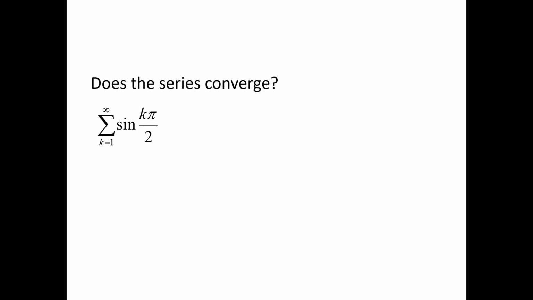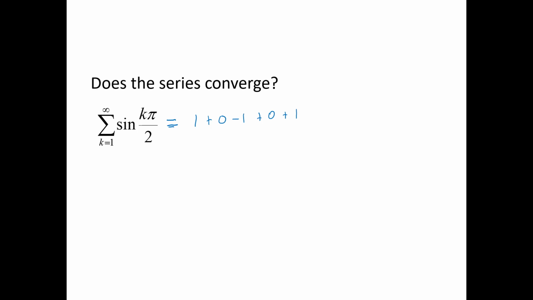Okay, but it is a very useful test. On this one, it might be useful to write out the terms, right? So when k is 1, you get the sine of pi over 2, which is 1, plus, when k is 2, you get the sine of pi, which is 0. When k is 3, you get the sine of 3 pi over 2, which is negative 1. And when k is 4, you get the sine of 2 pi, which is 0. And when k is 5, you get the sine of 5 pi over 2, which is 1.